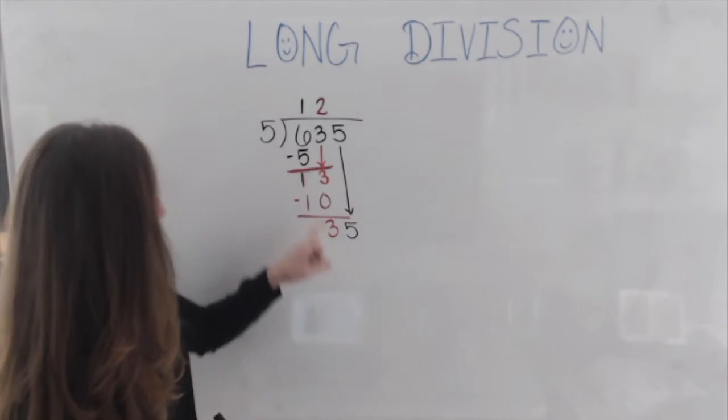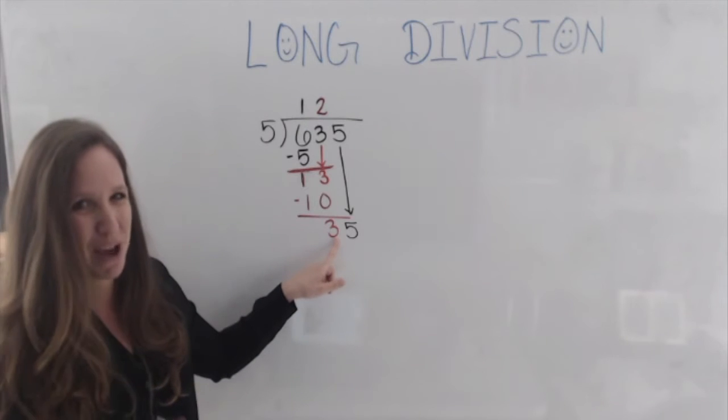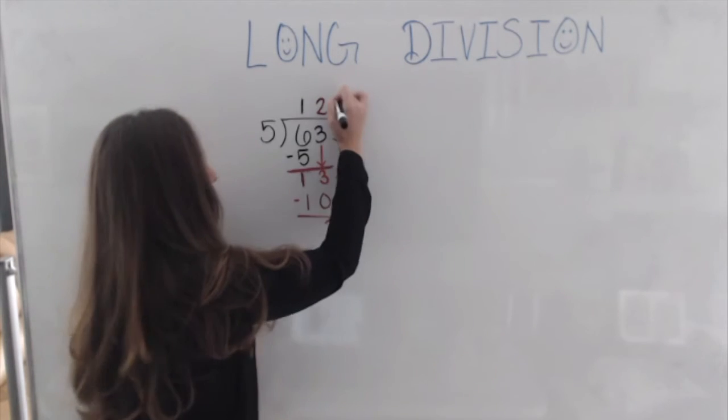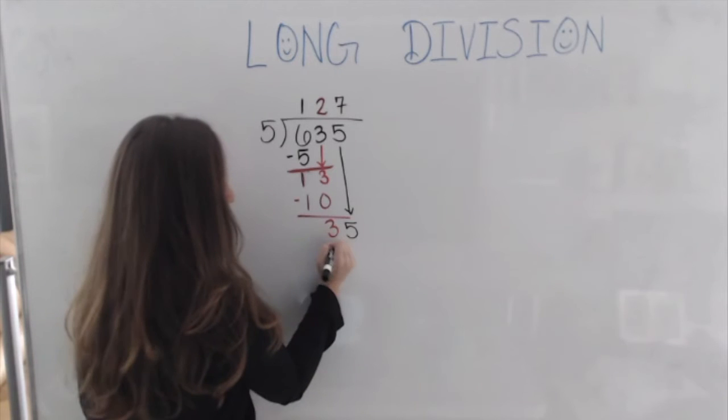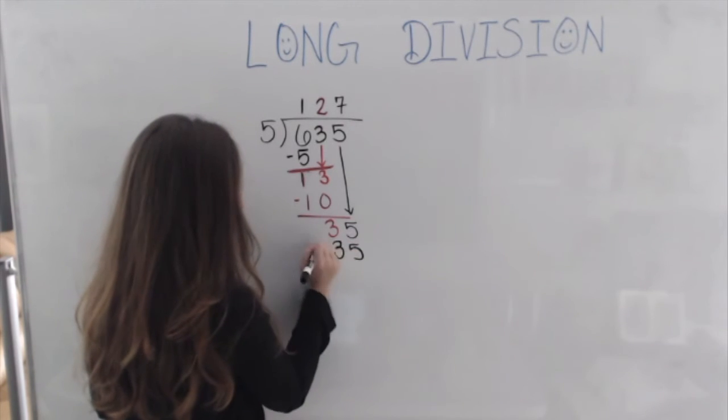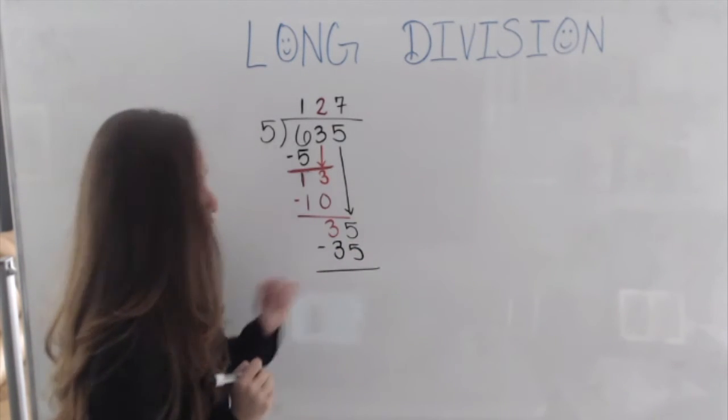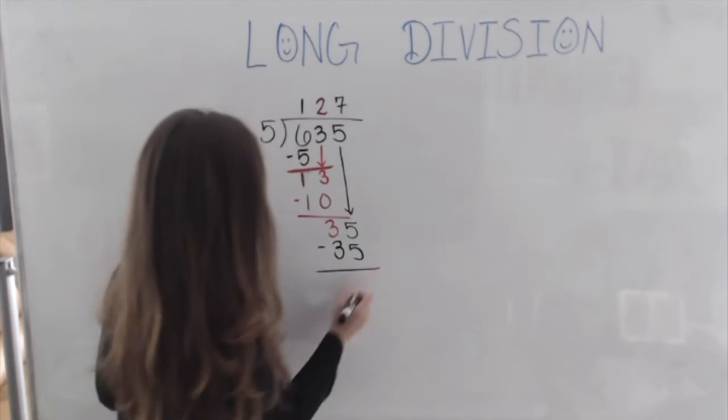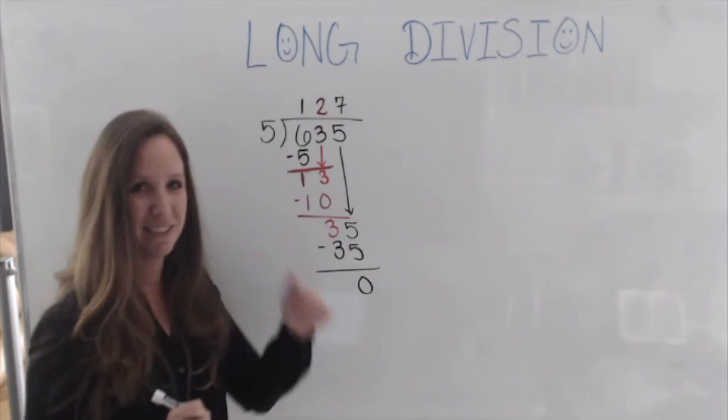Now, 5 goes into 35. I know that one. That one's perfect. 7 times, because 5 times 7 is 35. And we subtract. 35 minus 35 is 0.